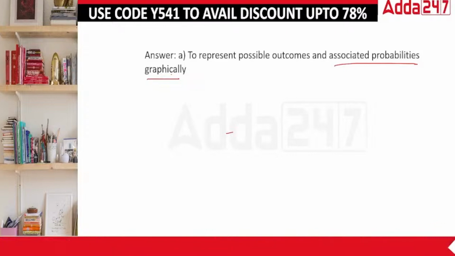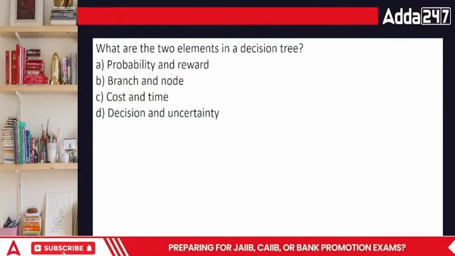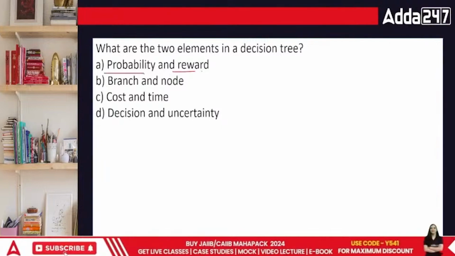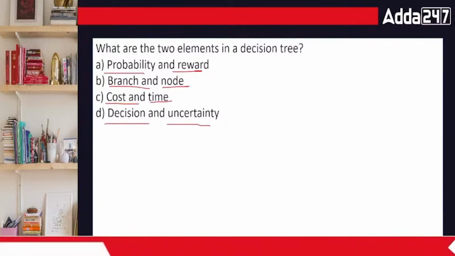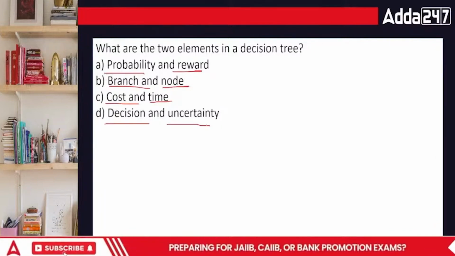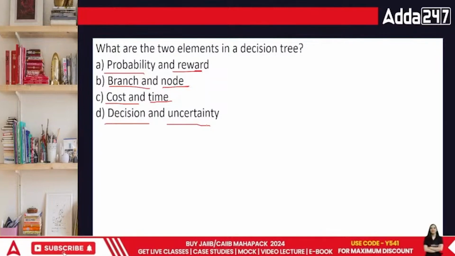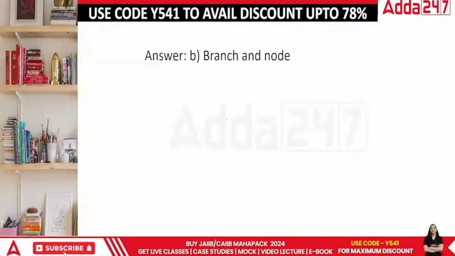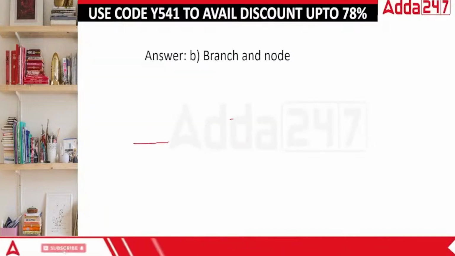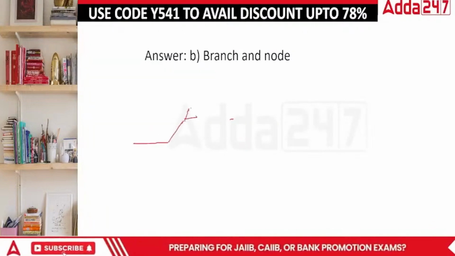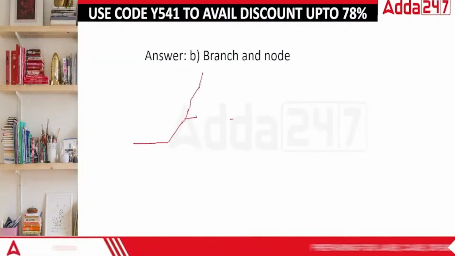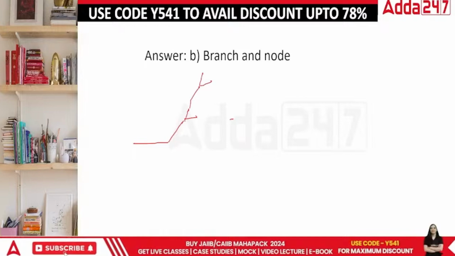Done. What are the two elements of decision tree? We just talked about decision tree: probability and reward, branch and node, cost and time, decision and uncertainty. In this case, one of the basic things that you do is you have a branch and a node. This is the main branch and this is divided into different nodes. And then this is the branch, then it becomes two or more scenarios.